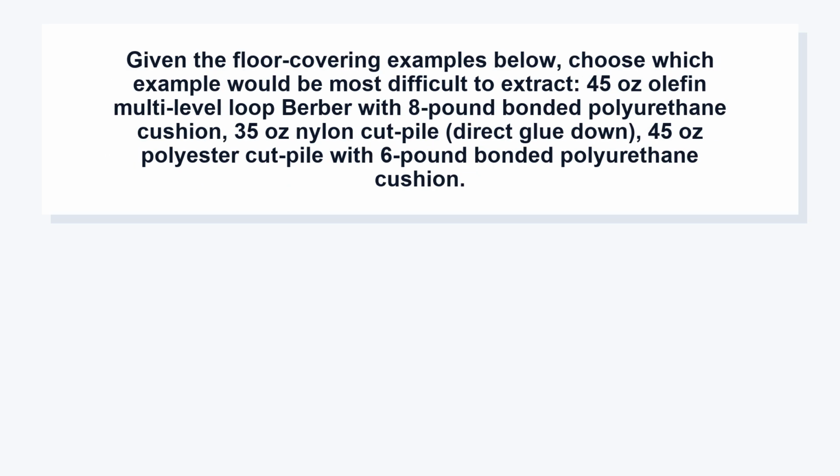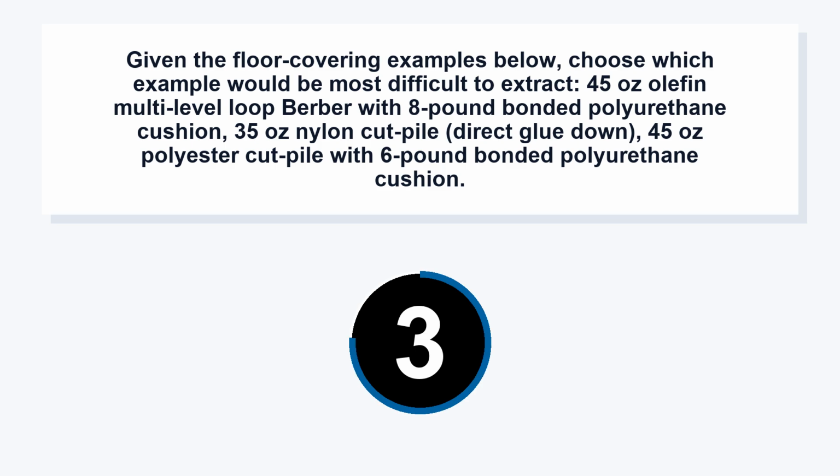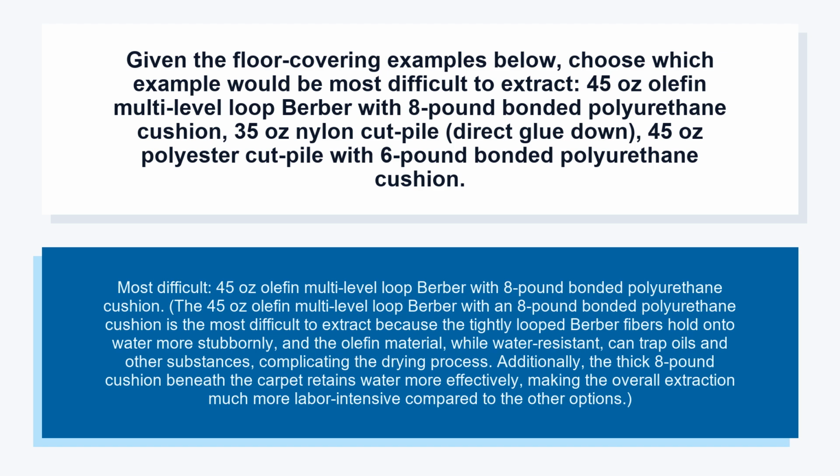Given the floor covering examples below, choose which example would be most difficult to extract. 45 ounces olefin multi-level loop Berber with 8-pound bonded polyurethane cushion, 35 ounces nylon cut pile, direct glue down, 45 ounces polyester cut pile with 6-pound bonded polyurethane cushion. Most difficult: 45 ounces olefin multi-level loop Berber with 8-pound bonded polyurethane cushion.